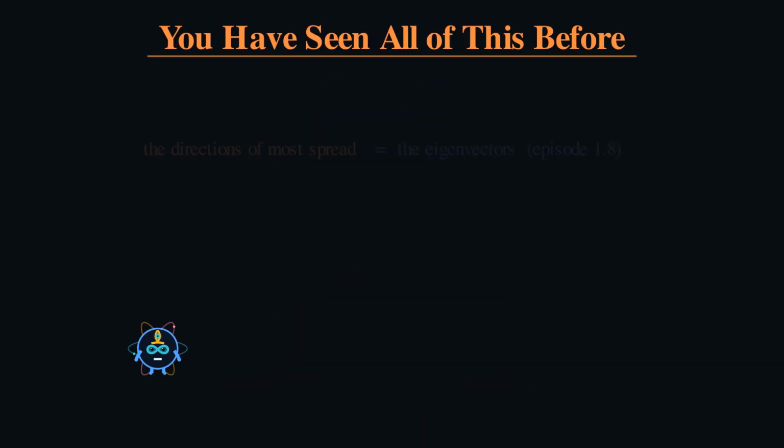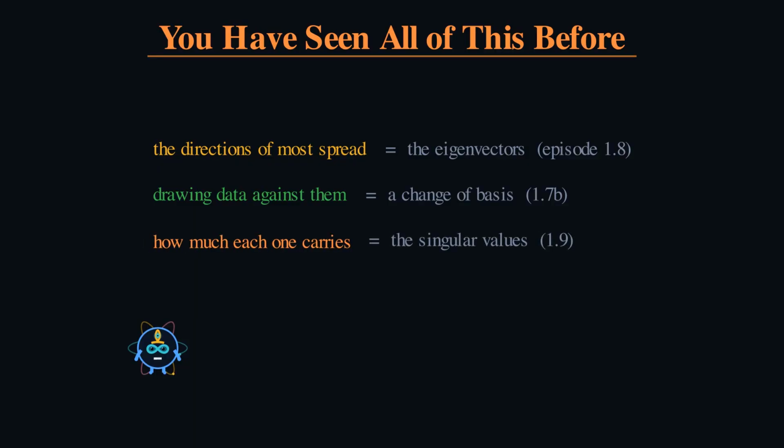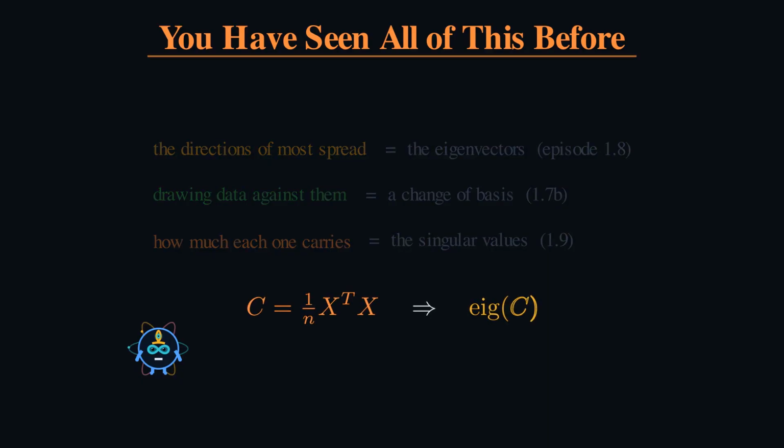And now the part that ties the whole season together. Every step you just watched already has a name from an earlier episode. Written down it looks like this. And if that means nothing to you, it genuinely does not matter. It is only shorthand for measure how the columns move together, then find the directions of most spread. You already understand it.